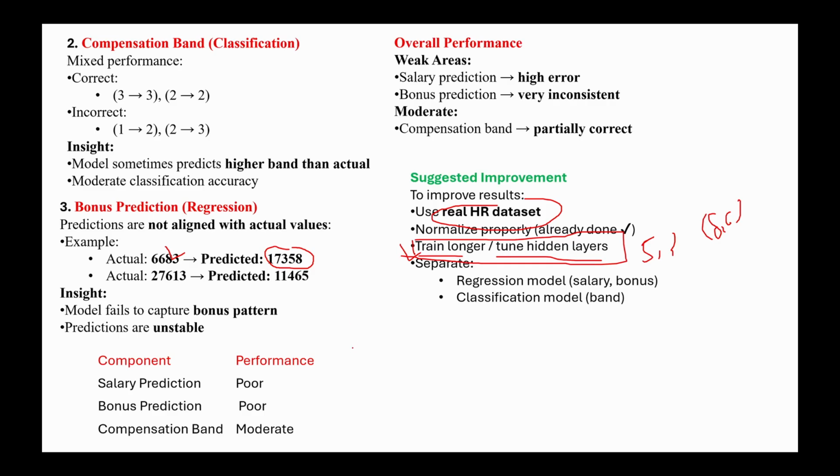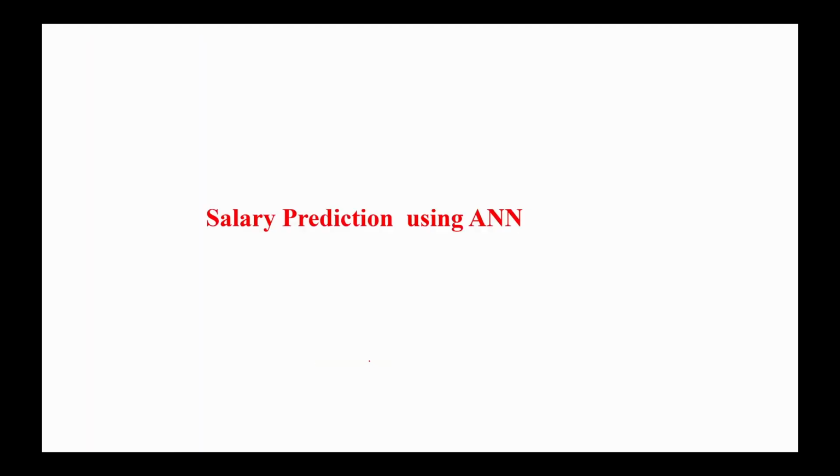Now coming to the components performance, the salary prediction performance is very, very poor. Bonus prediction is also very, very poor, but anyhow the compensation band becomes moderate. Because out of three, two are poor, that means this model you have to reject. Why reject? Because the probability of this model is very, very low in performance, as two are poor and one is moderate, right?